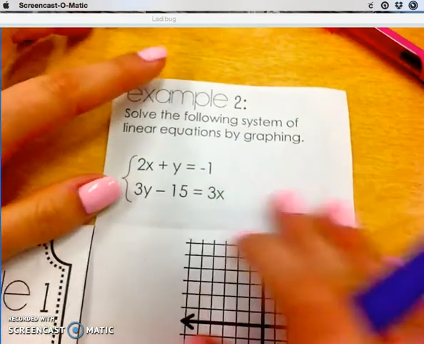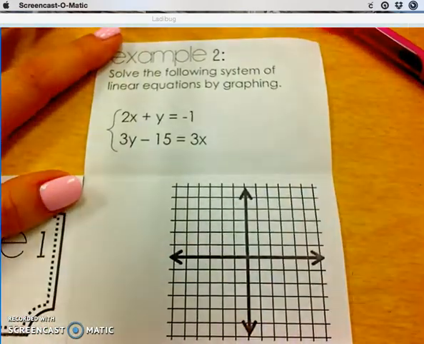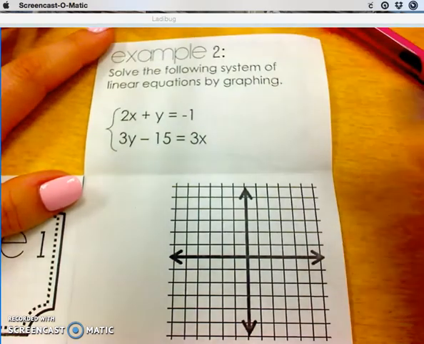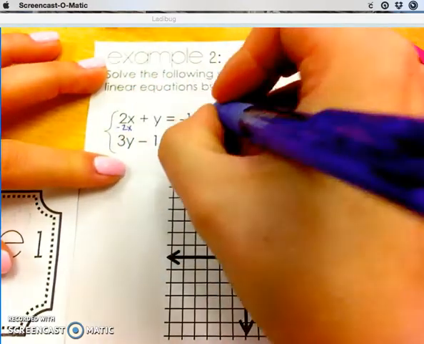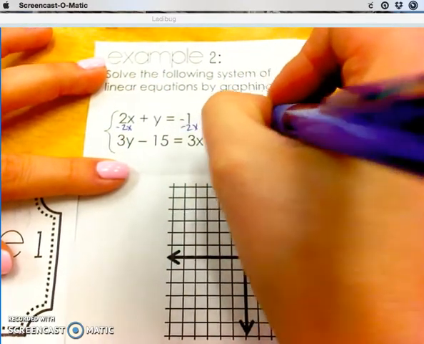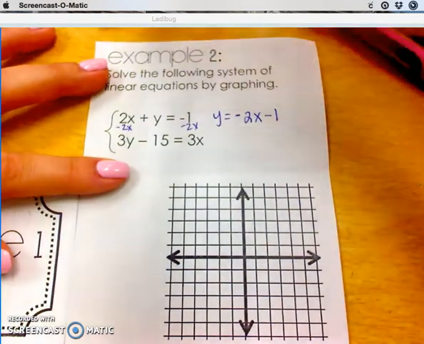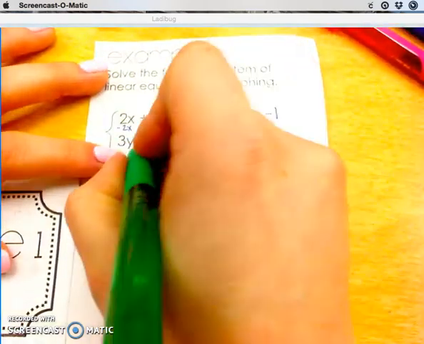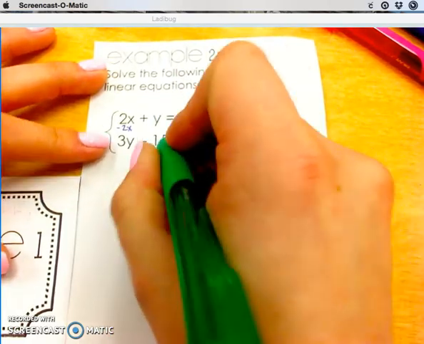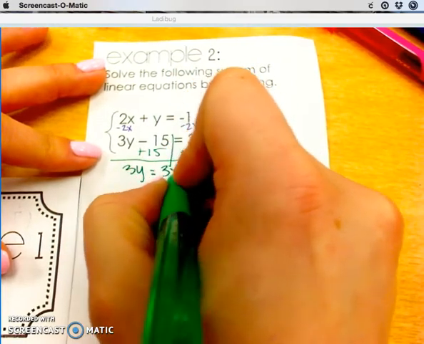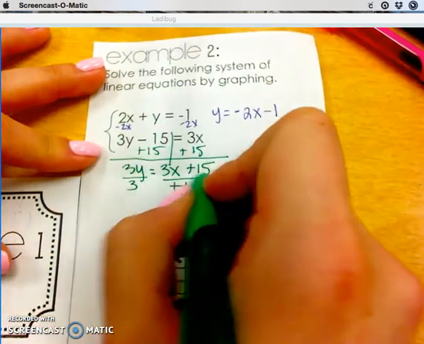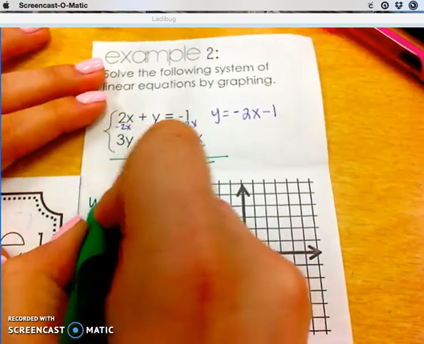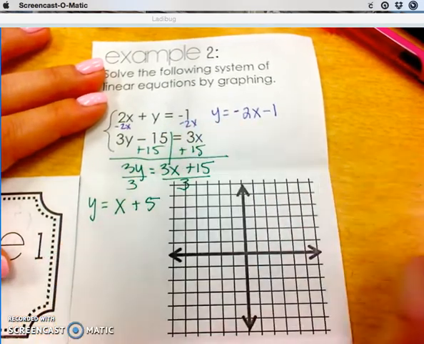Example 2. Again, solve it by graphing. So I have to solve for y. I'm going to subtract 2x. Y equals negative 2x minus 1. And then I've got to do the same thing for the next one. I'm going to have to add 15, got to get rid of that because I'm getting y by itself. So 3y equals 3x plus 15. My last step is to divide by 3. Y equals x plus 5.